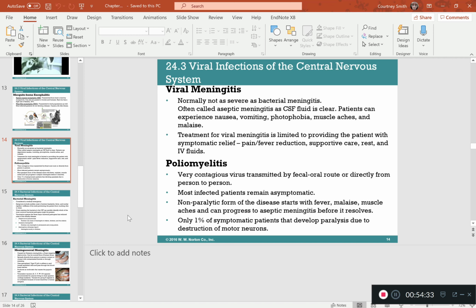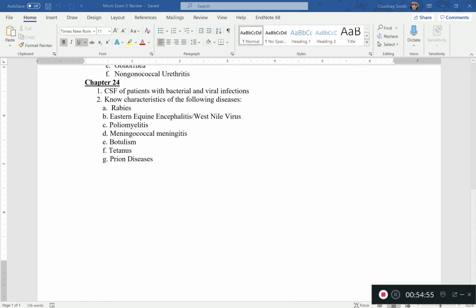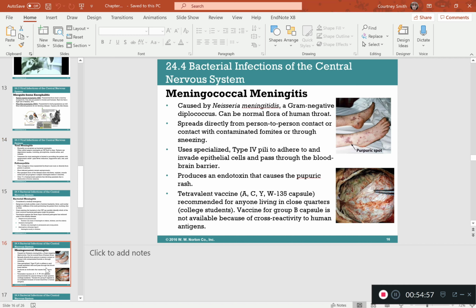Now, there are sometimes where patients are symptomatic and they will actually develop paralysis, and that paralysis will actually start destroying motor neurons and can lead to long-term deficits, so disabilities. Okay, so with that, I believe our next one is bacterial meningitis. Yes, meningococcal meningitis. This is a medical emergency because it can lead to death.